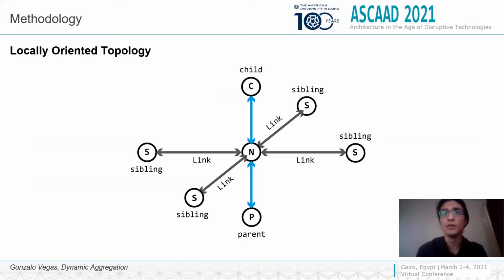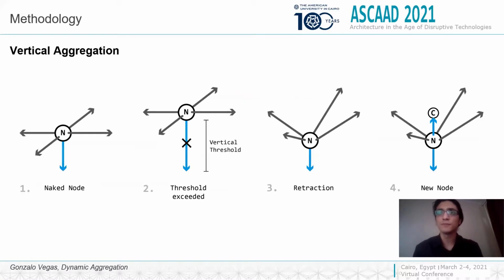This means that each node distinguishes between their vertical neighbors and their horizontal neighbors, together with a particle spring system, associating each node to a particle and each link to a spring. We implement two types of resources that follow this orientation: topological resources and force resources. The main topological resource is the vertical aggregation, which allows the addition of new nodes when the distance between a node and its parent exceeds a certain threshold.